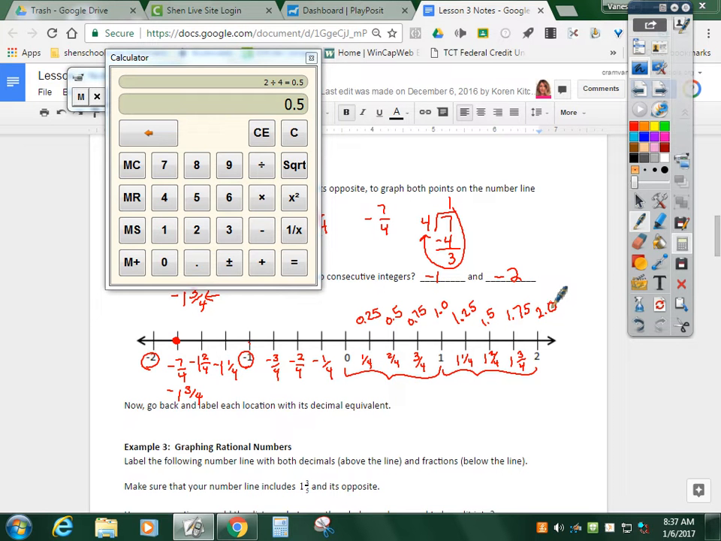Okay, and we're going to go down and do the rest here. And I just have to copy now that I have all of these positive ones. This is negative 0.25, negative 0.5, negative 0.75, negative 1.0, negative 1.25, negative 1.50, negative 1.75, and negative 2.0, just so you get used to doing that.